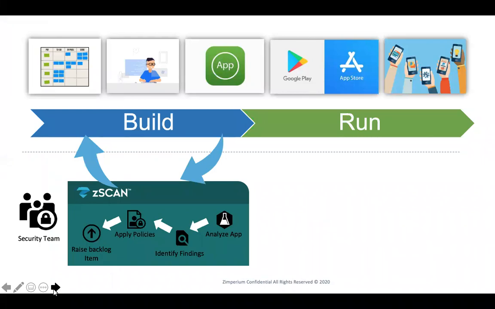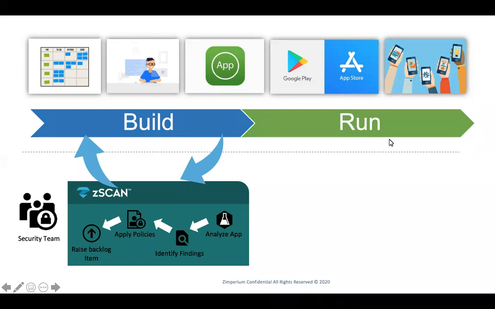So, if you take a look at left to right, we're going to talk about build time here with Zscan. Essentially, as the backlog of features and fixes are being implemented for the first time by your development organization to produce an app and then push that out into the Play Store, the App Store, and then as users download this, what we're trying to do is really protect the enterprise from exposing themselves to a certain risk.